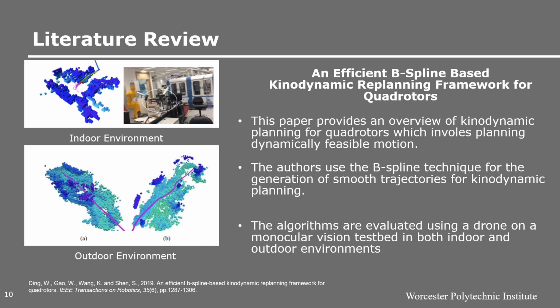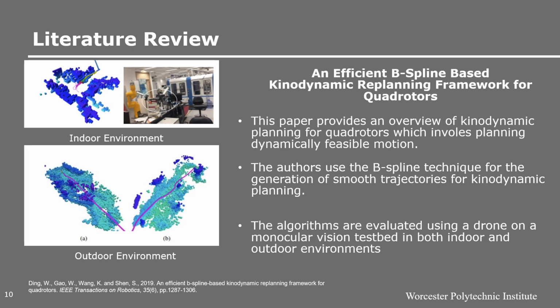The second paper which we went through for optimization and smoothing methods is an efficient B-spline based kinodynamic replanning framework for quadrotors. This paper provides an overview of kinodynamic planning for quadrotors, which involves planning dynamically feasible motion. The authors have used a B-spline technique, which is different from the Bezier curve technique discussed earlier, and generates smooth trajectories for kinodynamic planning. The algorithms here are evaluated using a drone on a monocular vision test bed in both indoor as well as outdoor environments.